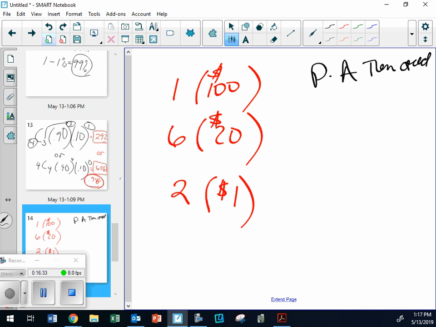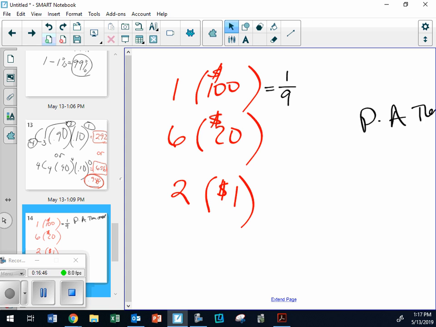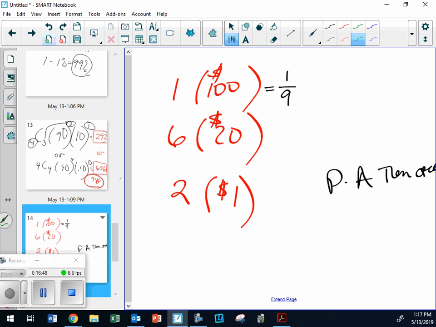Would you agree that this $100 bill here has a probability of 1 out of 9 chance that it would be that? And then what's the amount you get if you grab the $100 bill? 1/9 times 100, and that's a decimal. Next, I do it again. Probability of this one: 2 out of 9. And then you multiply by the amount you get.